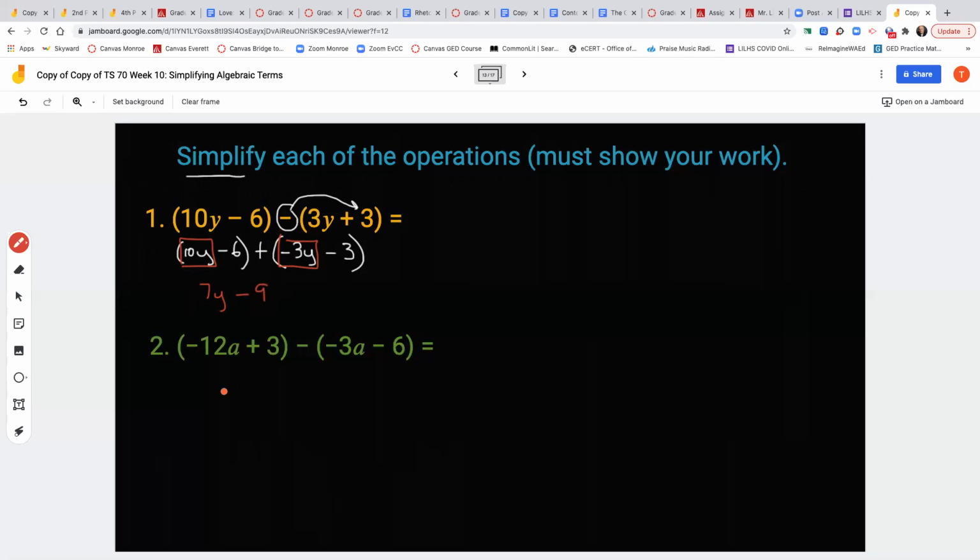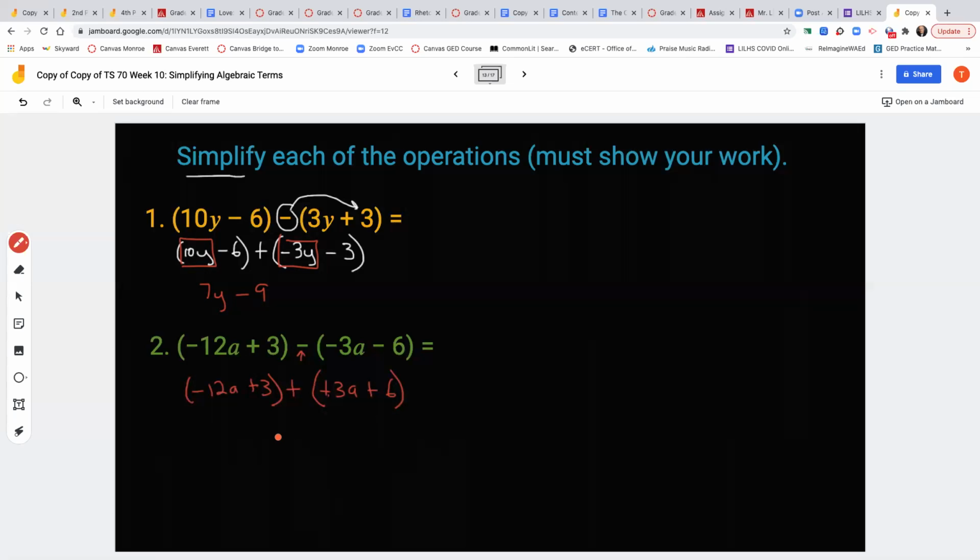In my next example, I could rewrite it and go minus 12a plus 3. And then I'm going to go plus because of this minus sign right here. And I'm going to apply the minus sign individually to each term within parentheses. So this becomes plus 3a because it's a double minus. And it's a double minus again, so it's plus 6.